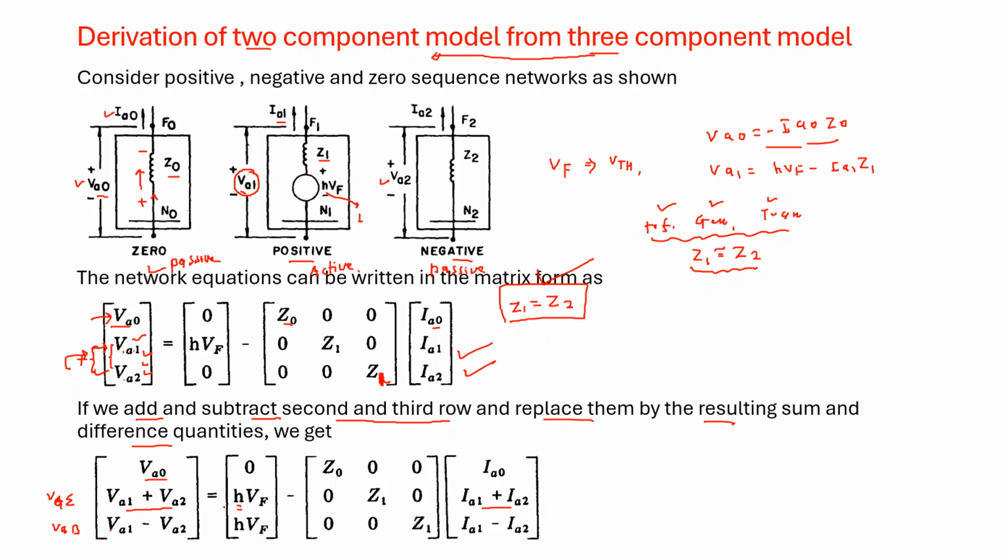So H, as I told you, you can take as 1. In your exam, you don't write this H, simply write VF. And here I told you that Z2 is there, but we are writing it as Z1 because we have assumed the positive sequence and negative sequence impedances are equal, and here it is the difference current, I1 minus I2. So this is the equation we get after adding the second and third rows and subtracting the second and third rows, and replacing them into the second and third rows respectively.